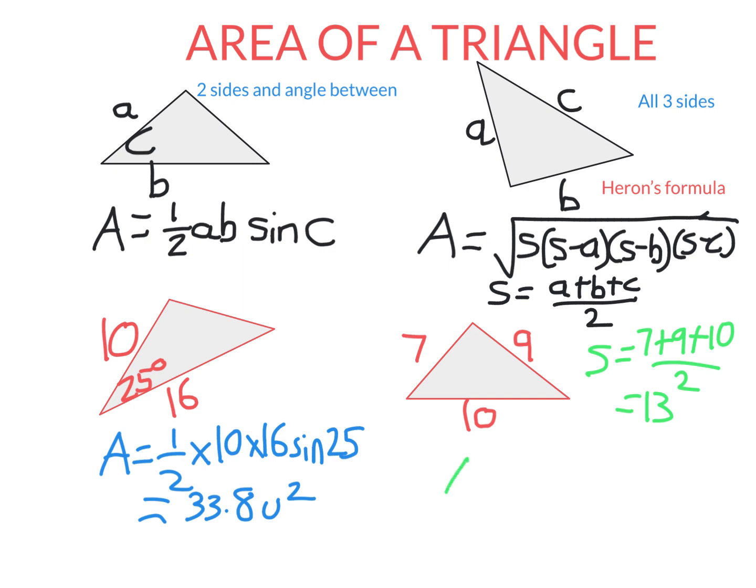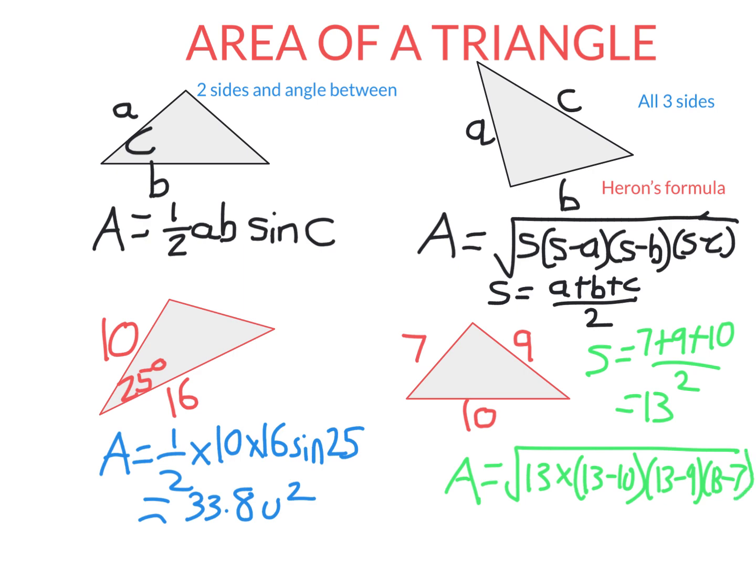So to use Heron's formula, it's just going to be the square root of s times (s minus a). It really doesn't matter which side you call a, which you call b, and which you call c. So it'll be 13 minus 9 times 13 minus 7. You can put this straight in your calculator. So we end up getting about 30.59 units squared.